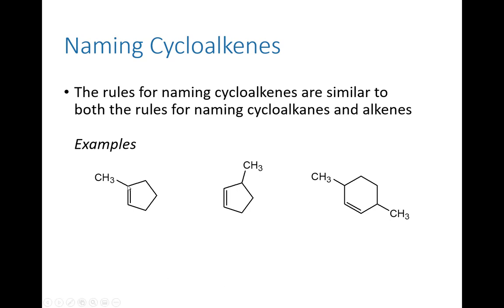So this will be carbon number 1. There's a methyl group on carbon number 1. So this will be 1-methyl, cyclo, because it's a ring, and this would be pentane, but there's a double bond here, so it becomes cyclopentene. So the name is 1-methylcyclopentene.